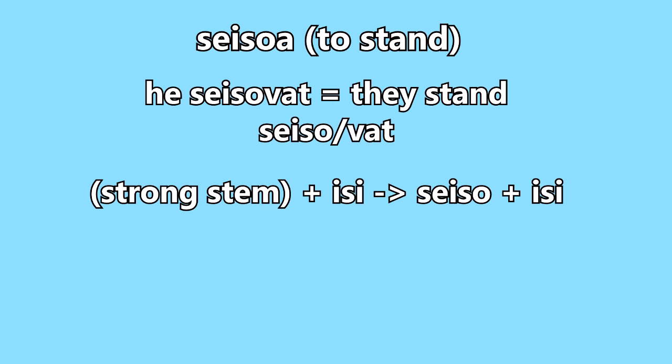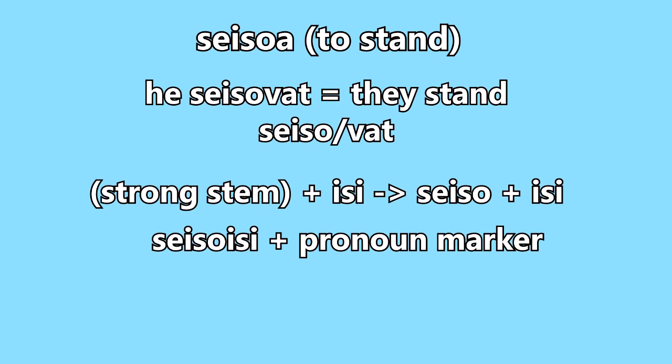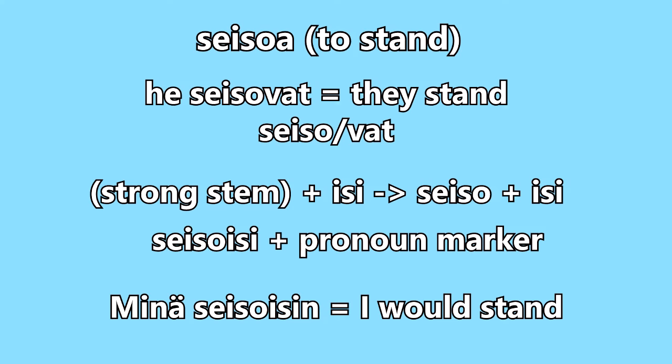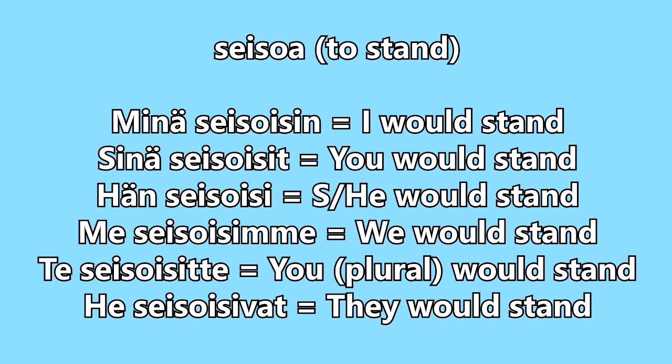And then after you add isi, you add whatever pronoun marker that you want to talk about. If I'm talking about minä, it would be en, because the minä marker is en. Minä seisoisin. For sinä, it would be sinä seisoisit. Hän seisoisi. Me seisoisimme. Te seisoisitte. He seisoisivat. That is how you create the conditional mood in Finnish.